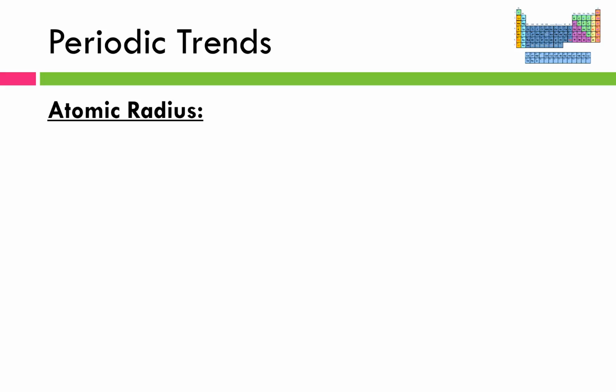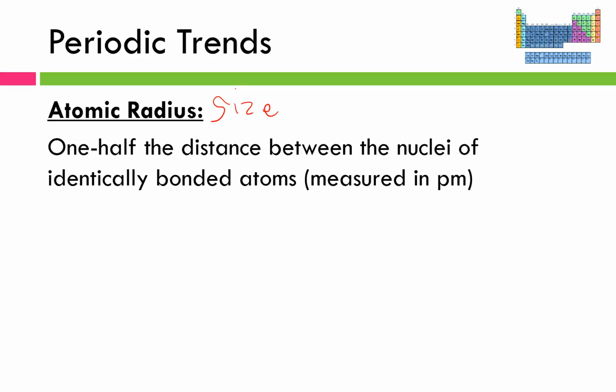We'll start with atomic radius as, in my opinion, it really drives every other trend that we're going to talk about. Hopefully, just based on the name, it's kind of a dead giveaway of what this is. We're talking about the radius of an atom, or in other words, we're looking at size. Here's the technical definition: 1/2 the distance between the nuclei of identically bonded atoms.